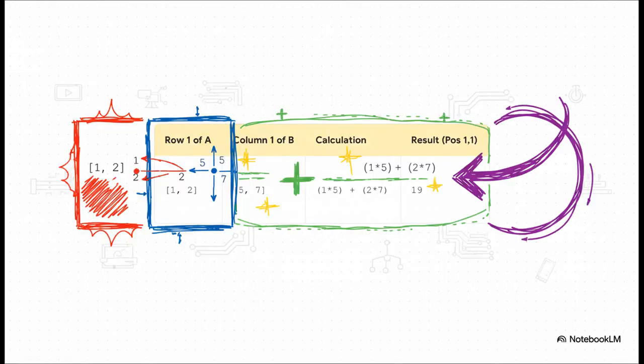Okay, check this out. The color coding here breaks it down perfectly. See how the first row of the first matrix, the red one, is paired up with the first column of the second matrix, the blue one. We multiply the matching numbers, 1 times 5 and 2 times 7, and then we add those results up to get 19. And there it is. That's the very first number in our new matrix. It's a perfect picture of that row times column dance.